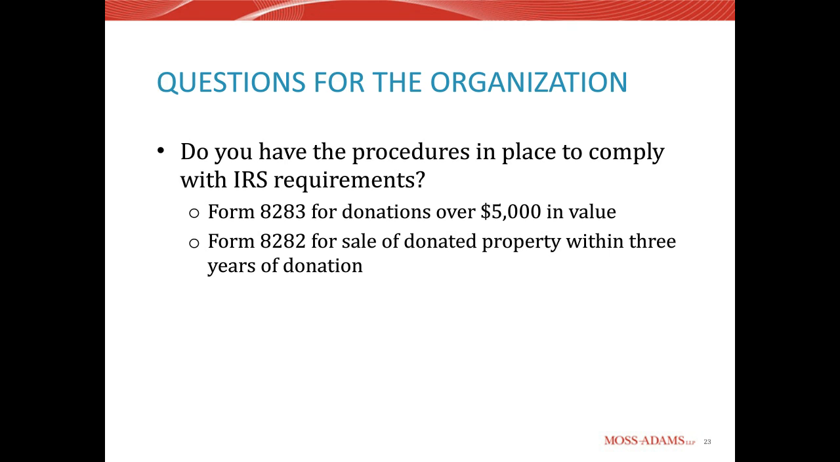And then the second thing is, does the organization have a procedure in place to track donated property so that if you do sell it within that 3-year period, you will know to file the Form 8282 within 120 days of selling that property? Do you have a list somewhere that you keep track of your donated assets that you may liquidate within the next 3-year period? So that's another question to keep in mind. Now I'm going to turn it back to Angie to wrap us up.